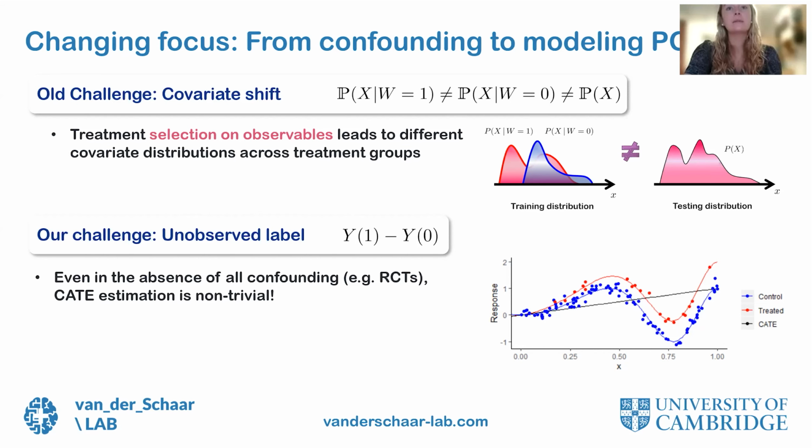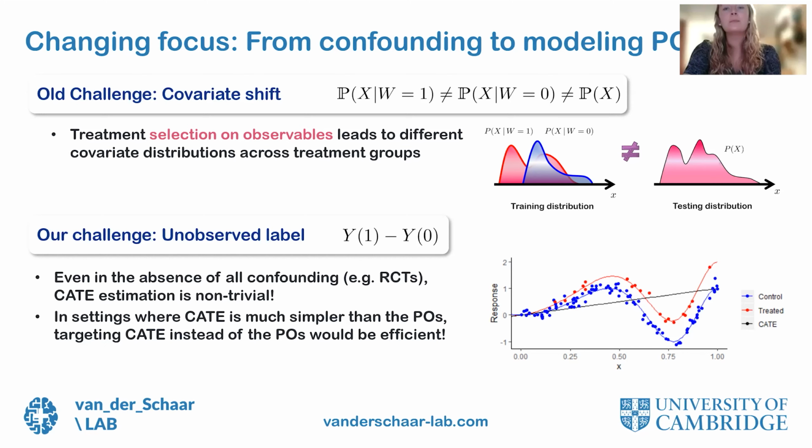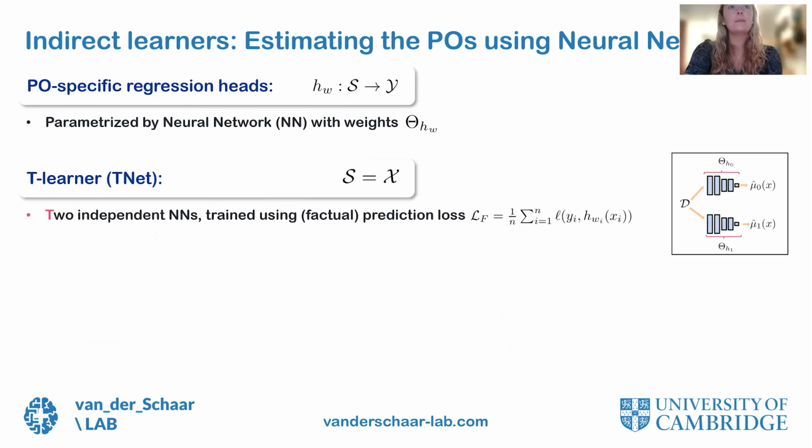And that's because the label that we're interested in, which is the potential outcomes contrast, is never observed in practice. Also not when there's no confounding. And this is interesting because if you consider the plots on the right-hand side, where you have the two potential outcomes functions, it's possible that the potential outcomes functions are very complex, but that this complexity is shared. And that the treatment effect itself is quite a simple function. So if we had access to the two potential outcomes, it would be much better to simply target the treatment effect instead of modeling the potential outcomes. And this is something that we explored in our paper.